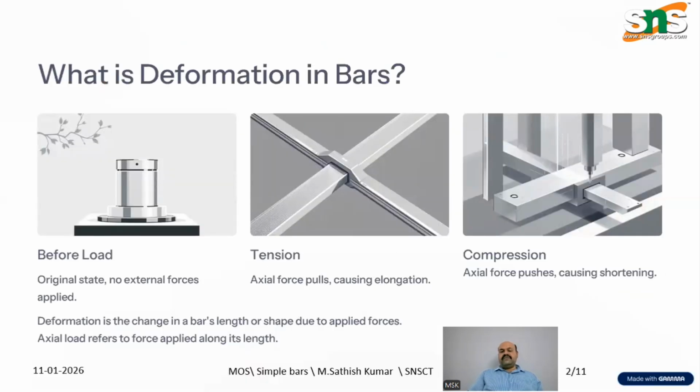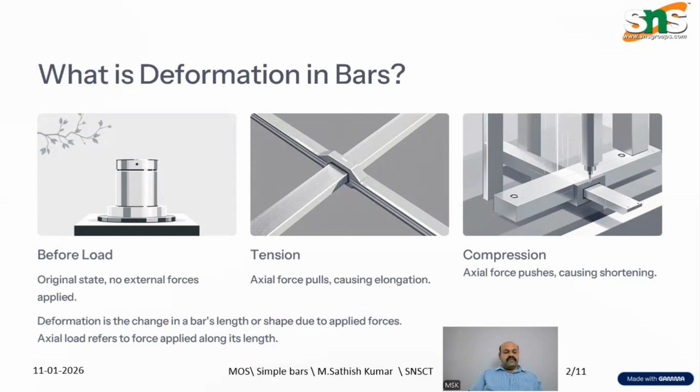Before load, the original state, no external forces applied. And whenever there is a tension, an axial force pulls and causes elongation. And whenever the axial force pushes, it causes shortening, and we call it compression. That we have seen in the last class. And deformation is the change in the bar's length or shape due to applied forces. Axial load refers to forces applied along its length.